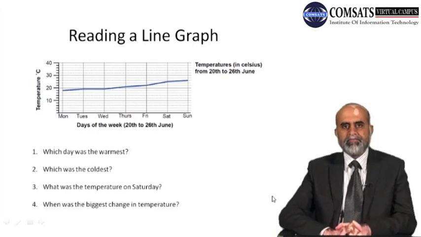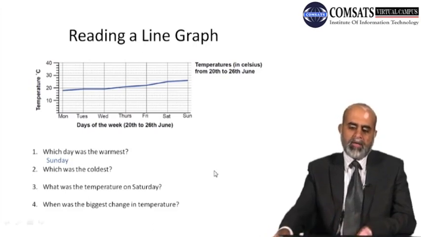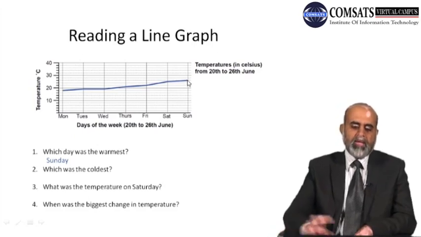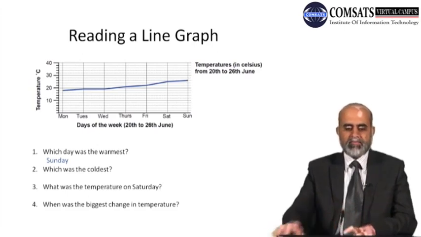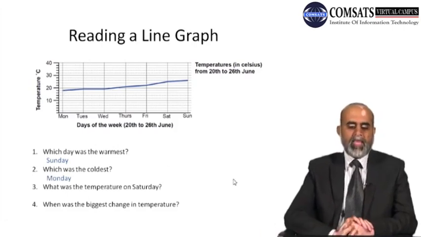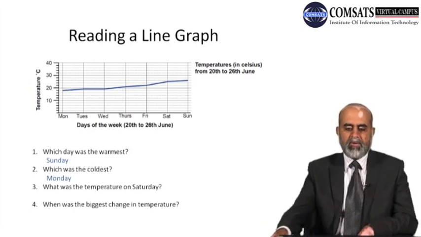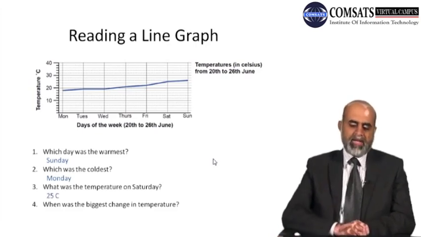Which day was the warmest? You are right. Sunday was the warmest, because on Sunday we have the highest point, the highest temperature. And which day was the coldest? The lowest? Here, 18 degrees centigrade. It was Monday. What was the temperature on Saturday? For this you need to draw a line. The line is already drawn, and you will drop a line from here to here, and you will see that it is somewhat like 25 degrees centigrade.